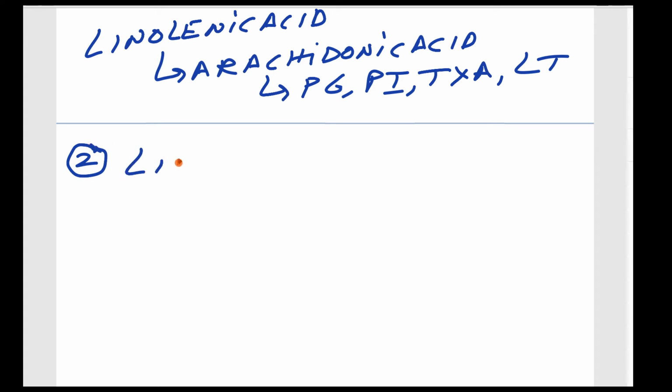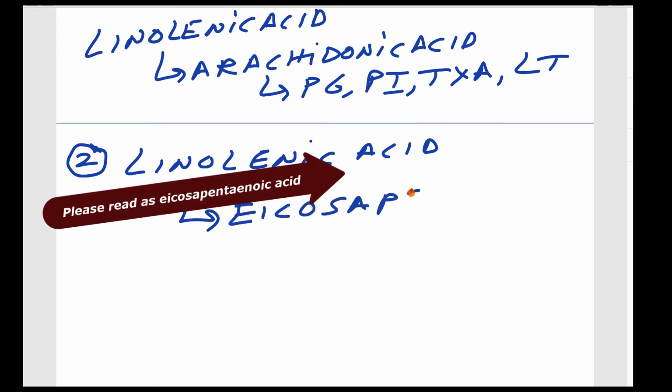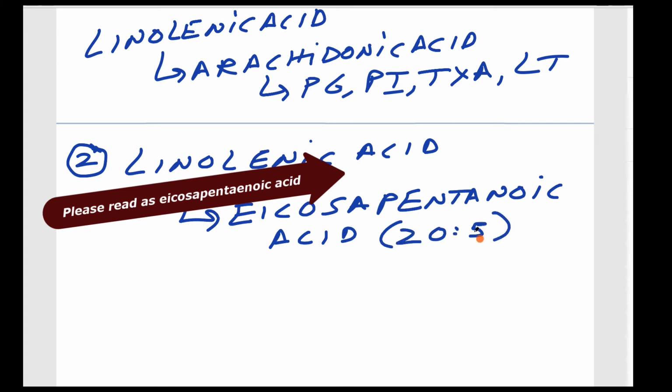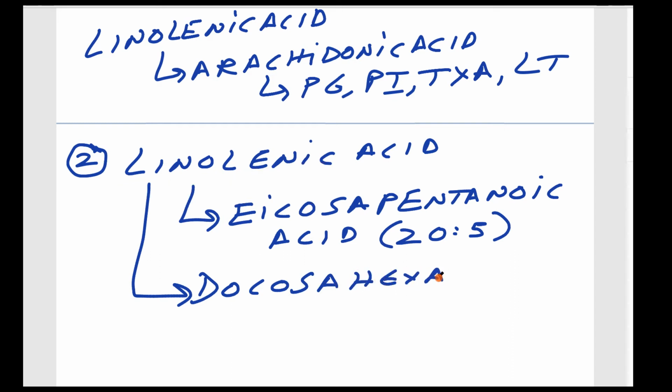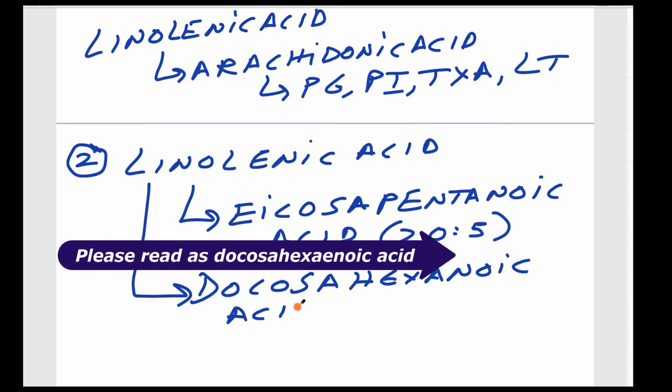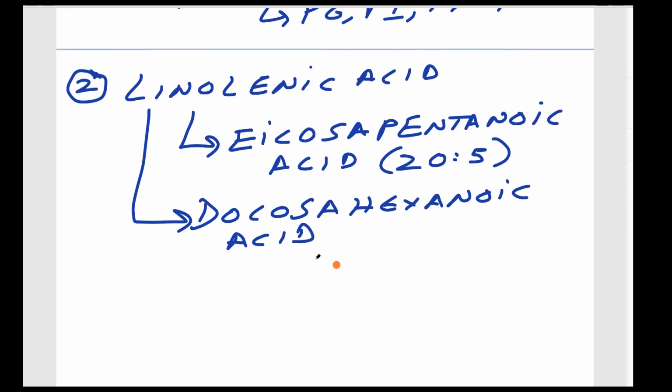The next one is linolenic acid. From linolenic acid, there is synthesis of eicosapentaenoic acid, containing 20 carbons and 5 double bonds. Also from linolenic acid, docosahexaenoic acid can be synthesized. It contains 22 carbons and 6 double bonds. It is also called DHA.